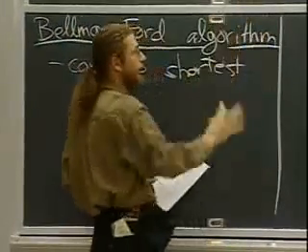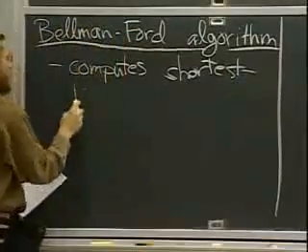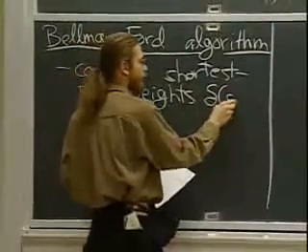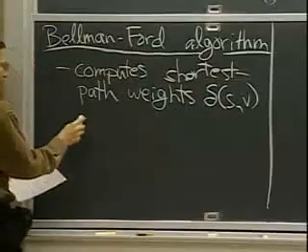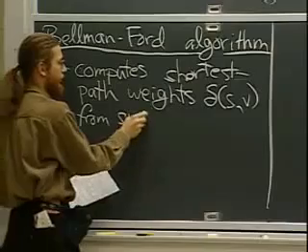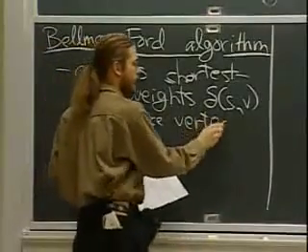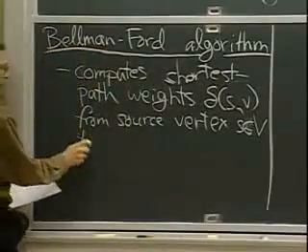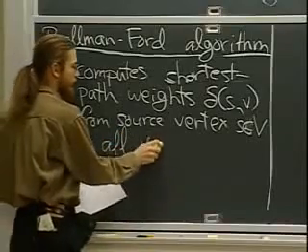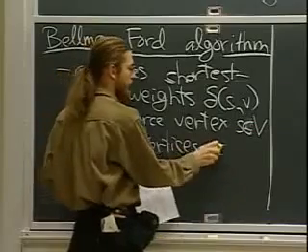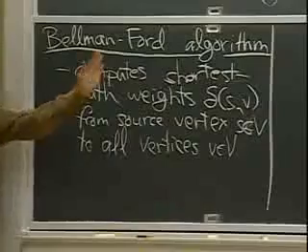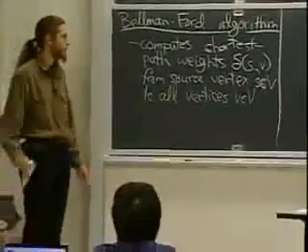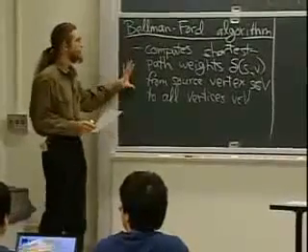So it makes no assumption about the weights. Weights are arbitrary. And it's going to compute these shortest path weights. So remember this notation. Delta of S comma V is the weight of the shortest path from S to V. S was called a source vertex. S is in V. And we want to compute these weights for all vertices, little v. The claim is that computing from S to everywhere is no harder than computing S to a particular location, v. So we're going to do it for all of them. It's still going to be the case here. And it allows negative weights.